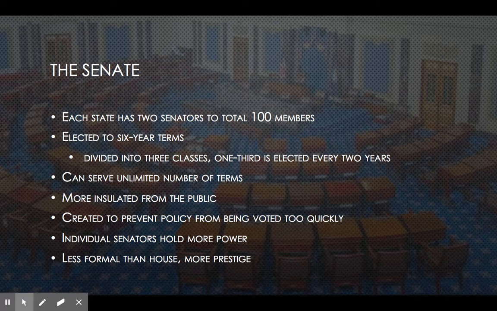You know, something happens and we're like, oh, we need to make a law, right? But that is why the founders created these two chambers, to keep that from happening, so that it takes a longer amount of time to pass laws and that laws aren't just made on the passions of the people. Now, individual senators do hold more power. Again, this goes back to the idea that there's only 100 senators where there are 435 members of the House of Representatives. It is less formal in terms of their procedures, but there is more prestige in being a senator.